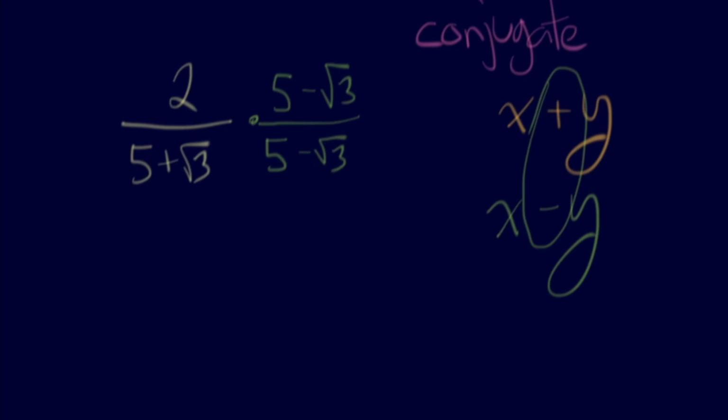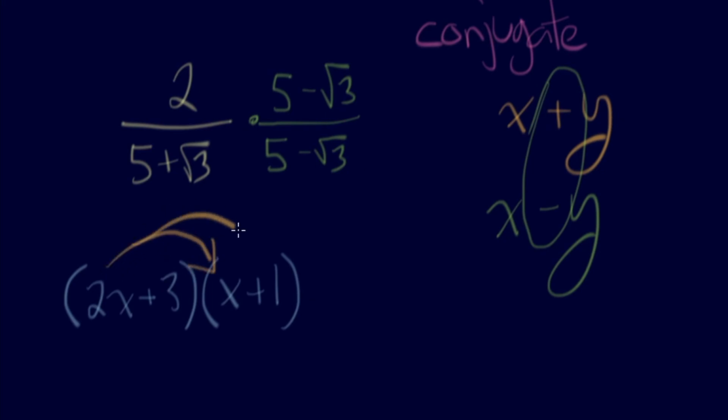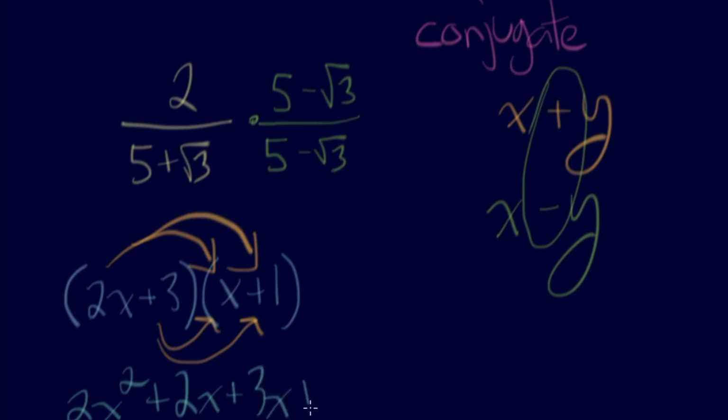Now, you're going to need to remember about FOIL because this is going to be really important. So let's just do an example of FOIL. Let's say you had 2x plus 3 times x plus 1. And you had to go and FOIL that. So you had to multiply the first, outside, inside, and last. And you go 2x times x, so that's 2x squared. 2x times 1 is 2x. 3 times an x is another 3x, and 3 times 1 is 3.